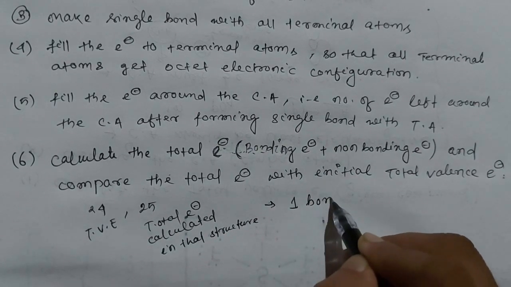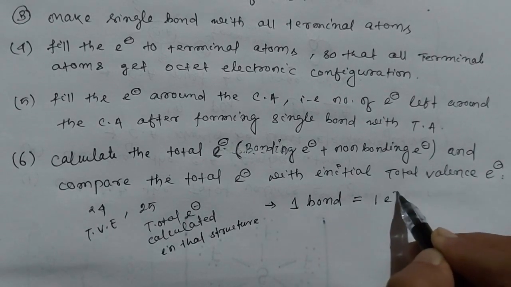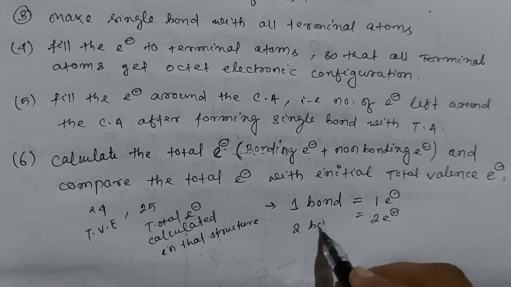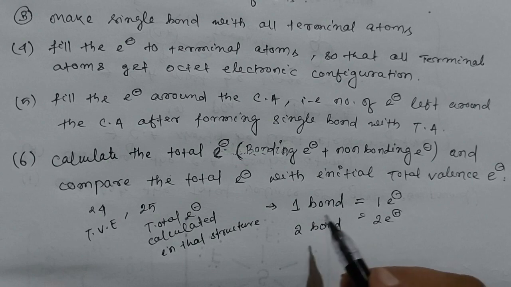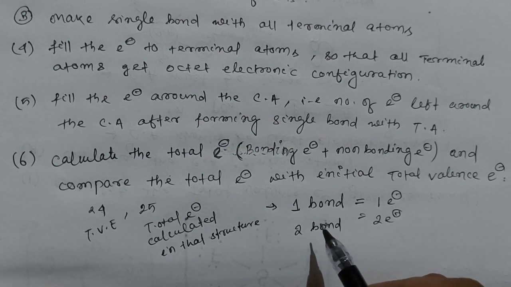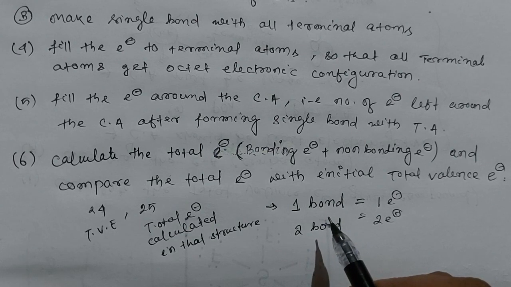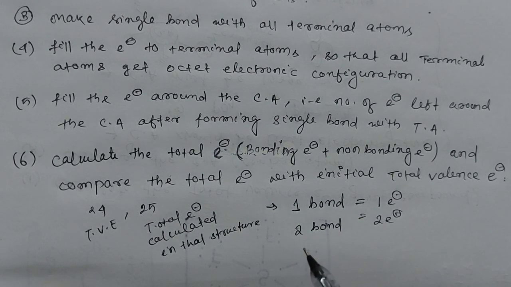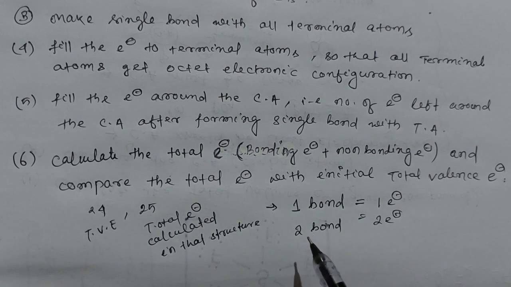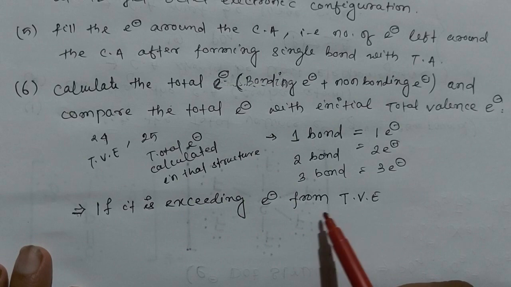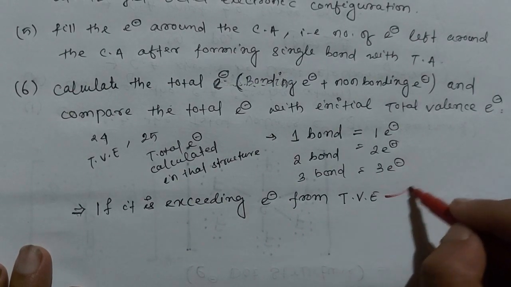one bond if it is exceeding 1 electron. If it is exceeding 2 electron, we will add 2 bond between the central atom and terminal atom. We will add this bond between the central atom and terminal atom in such a way that all the atoms, that is terminal atom and central atom, will satisfy the octet electronic configuration. Okay. And after adding this bond, then we will go for calculating the total electron. That is, if it is exceeding electron from total valence electron, we will follow this rule.